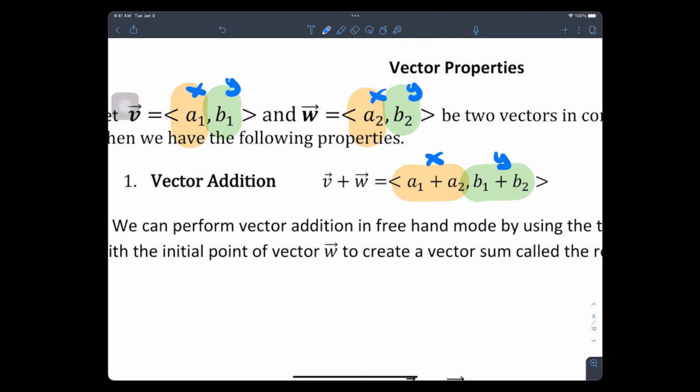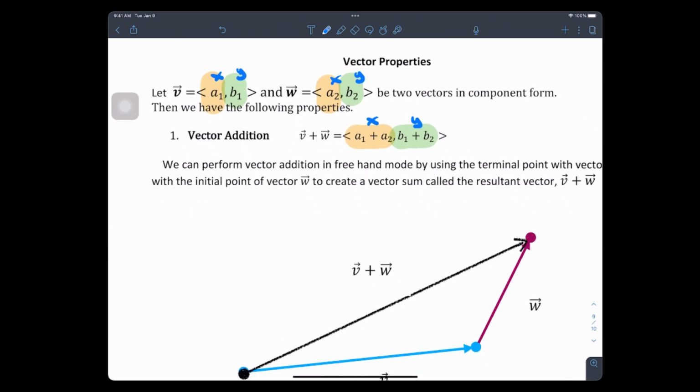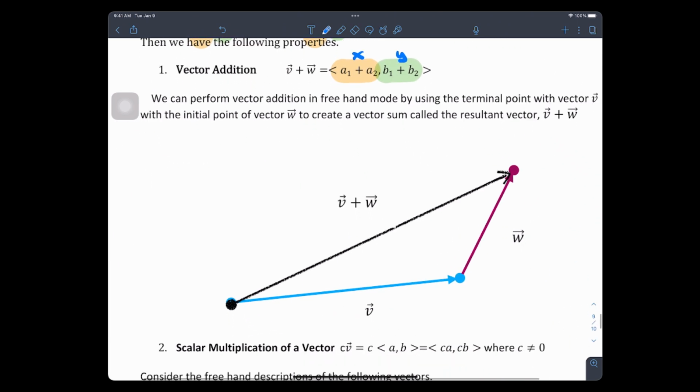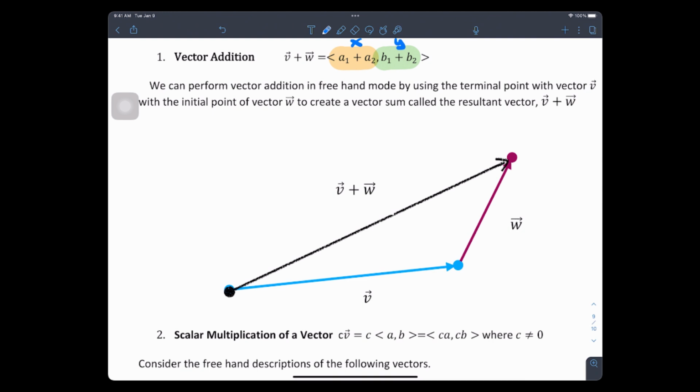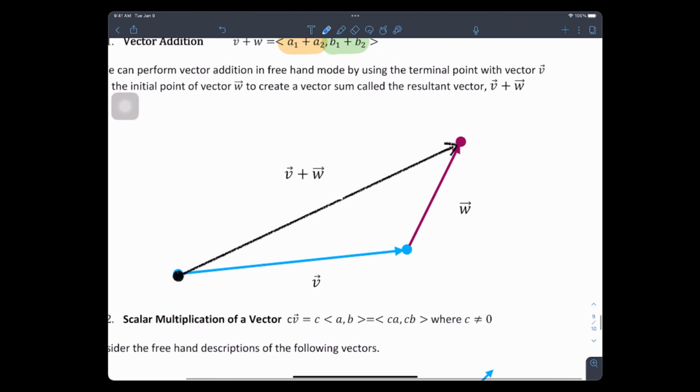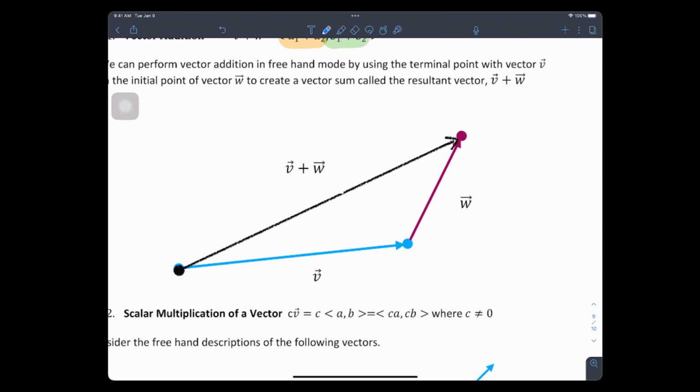Vector addition. Okay, so it's a very simple process. It's based on arithmetic. But let me actually share with you guys really the real definition of vector addition here, okay? Because we care about vector addition. We can perform vector addition in what we call freehand. And this is really how they define it, if you guys want to know. You can move these vectors around.